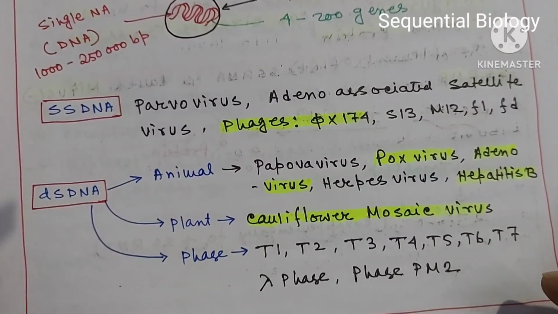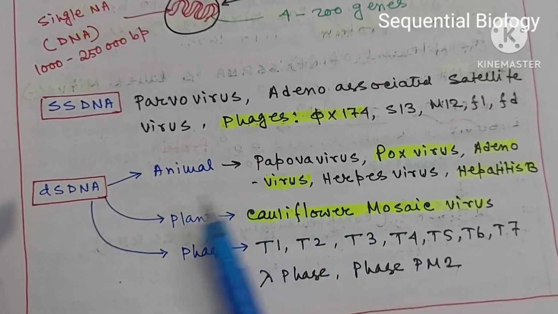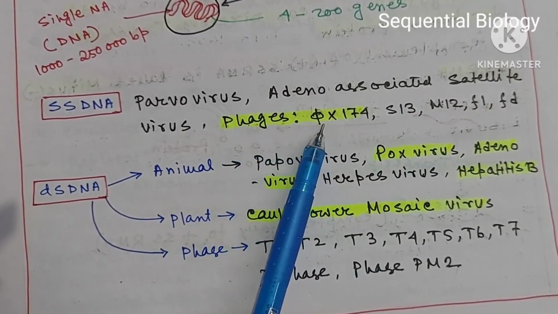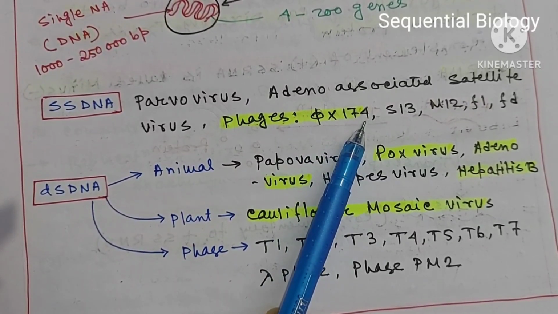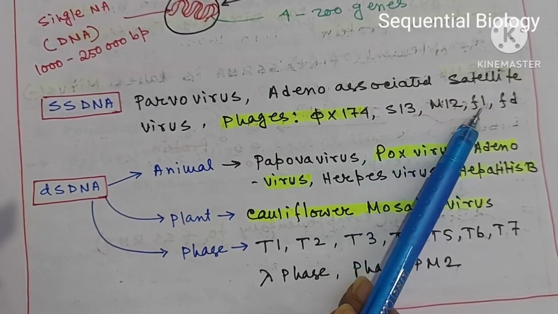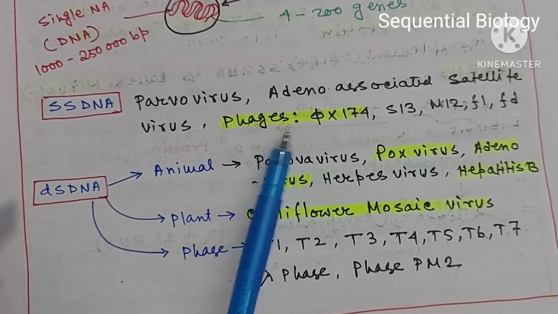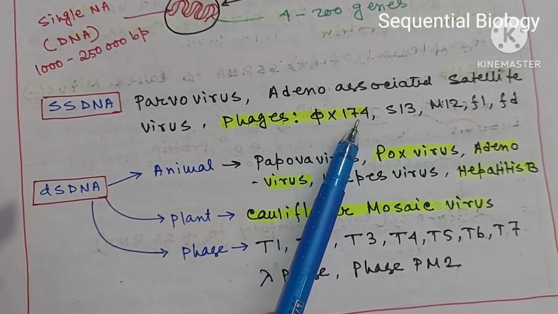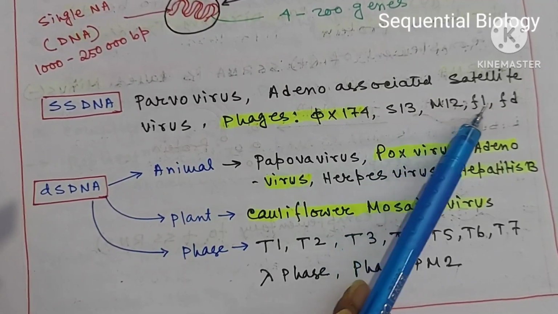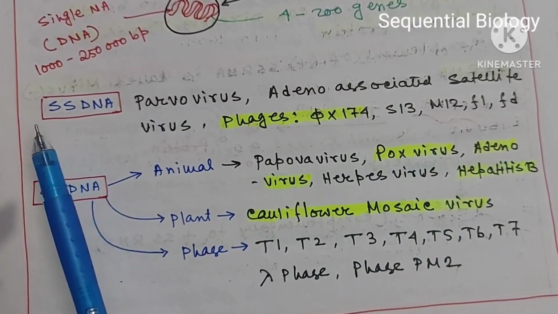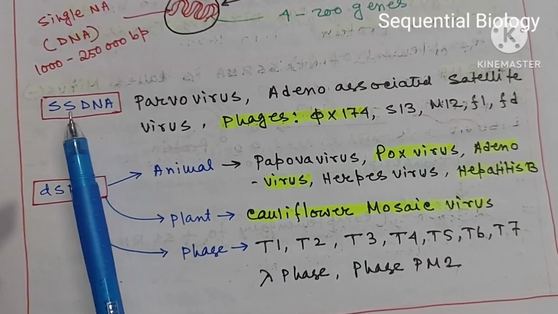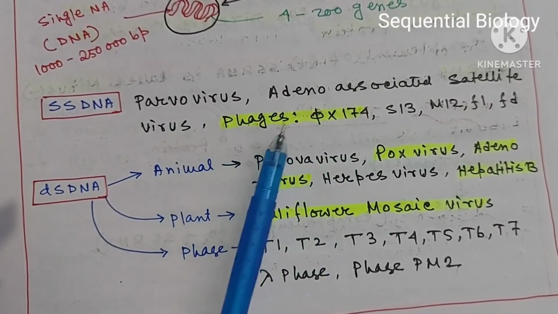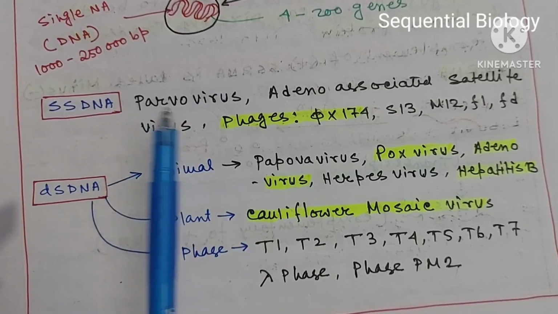Now we see different examples of viruses. The single-stranded DNA viruses are parvovirus, adeno-associated satellite virus, phiX174 bacteriophage, S13, M12, F1 and FD. Phages are those viruses which attack bacteria, and the single-stranded DNA containing phages are phiX174, S13, M20, F1 and FD. Usually single-stranded DNA cannot be found in any kind of organism. Only in parvovirus, adeno-associated satellite viruses and a few phages is the genetic material single-stranded DNA.